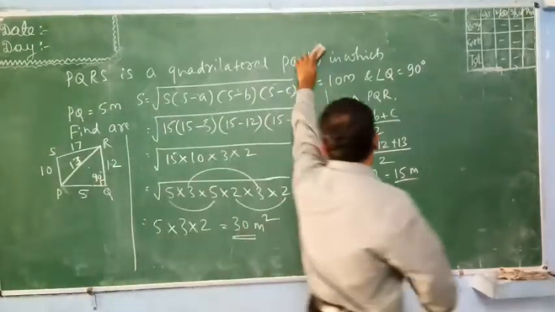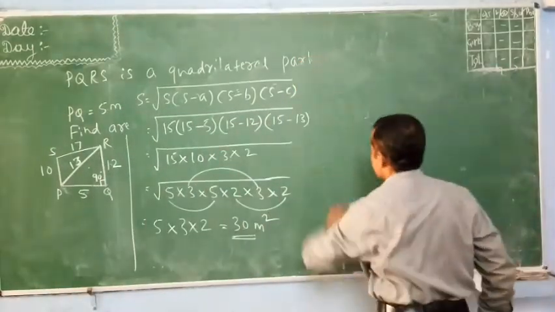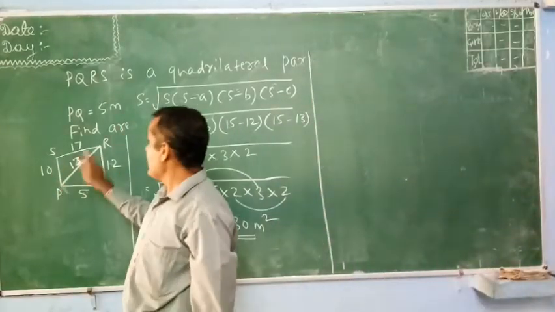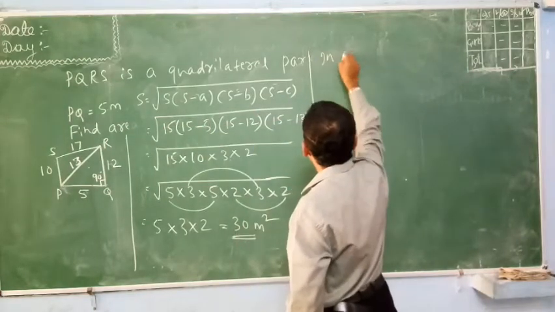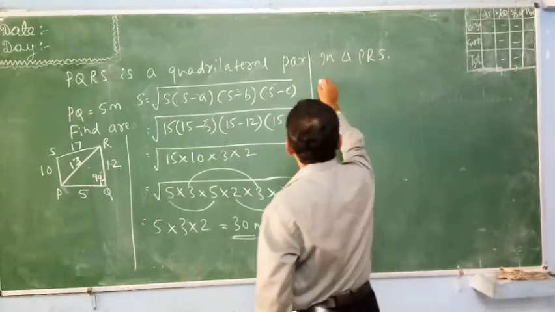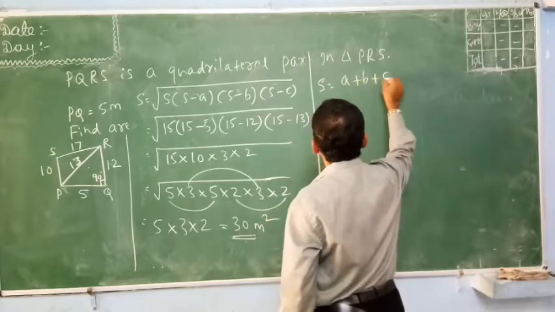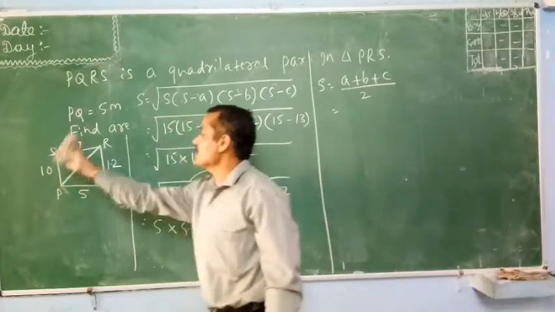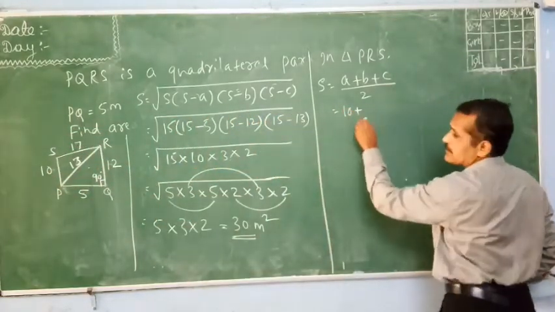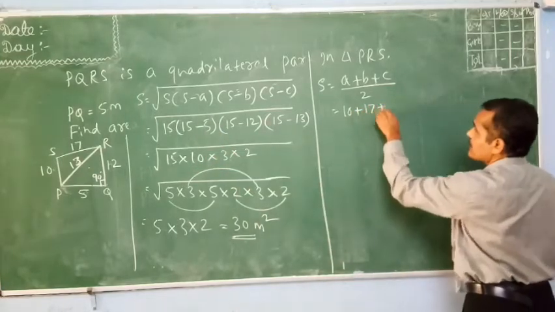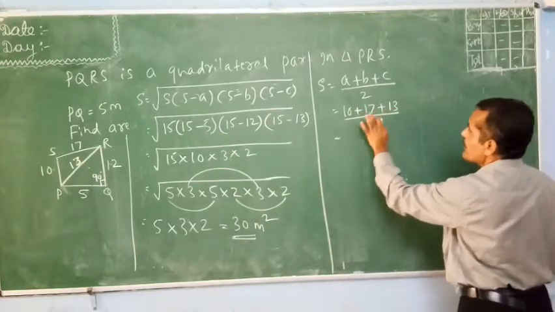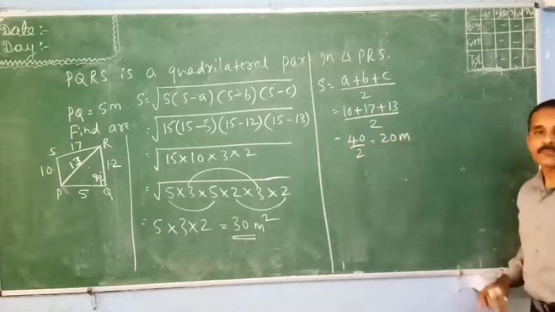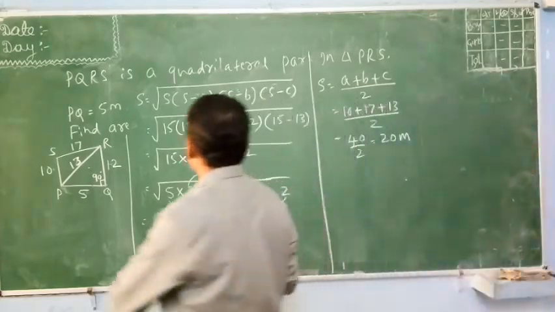Now what I will do? I will go for the second triangle. What is that? In triangle PRS, S is equals to A plus B plus C divided by 2. A plus B plus C, it is 10 plus 17 plus 13 divided by 2. 30 plus 10, 40 by 2, nothing but 20 meters. What is that? S, semi-perimeter.